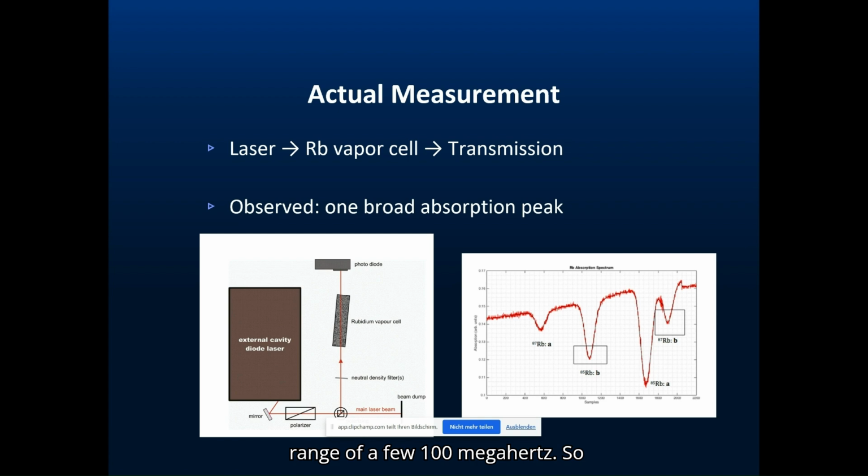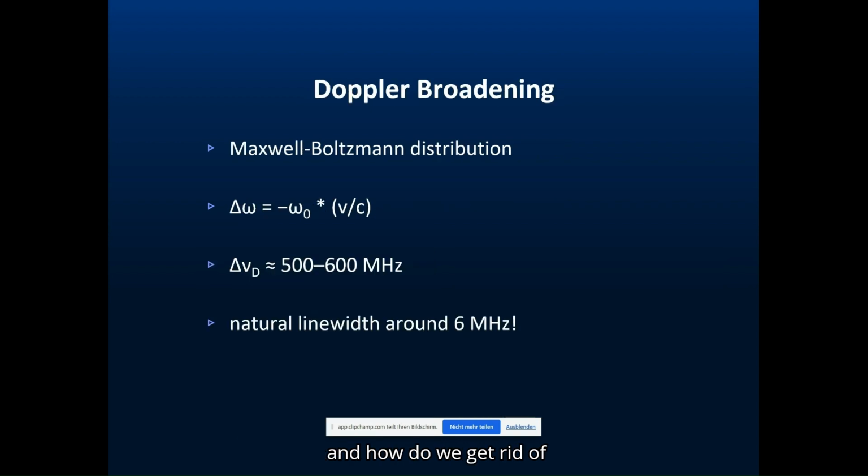So, what is the Doppler effect, and how do we get rid of it? Well, the Doppler broadening is why the structure is washed out. We first have to talk about the thermal velocity distribution. At room temperature, atoms in the vapor cell move with a thermal distribution of velocities. Along the laser beam direction, their velocities follow the one-dimensional Maxwell-Boltzmann distribution.